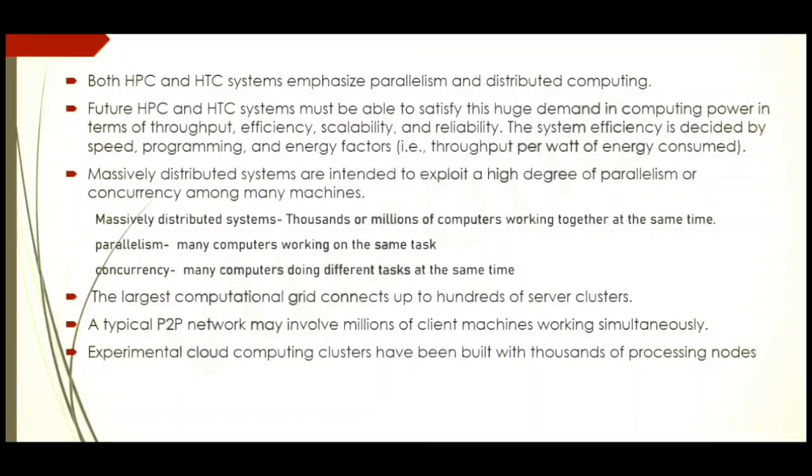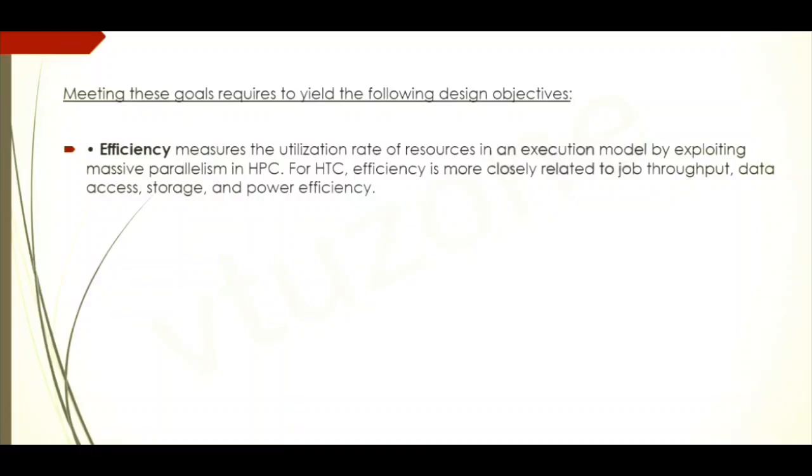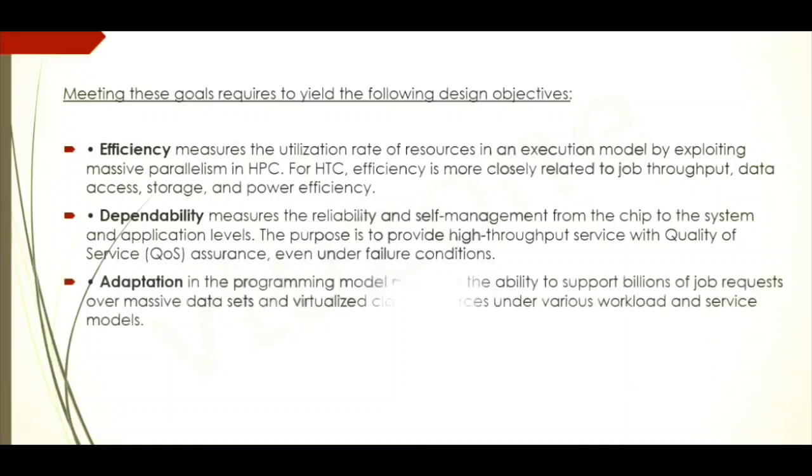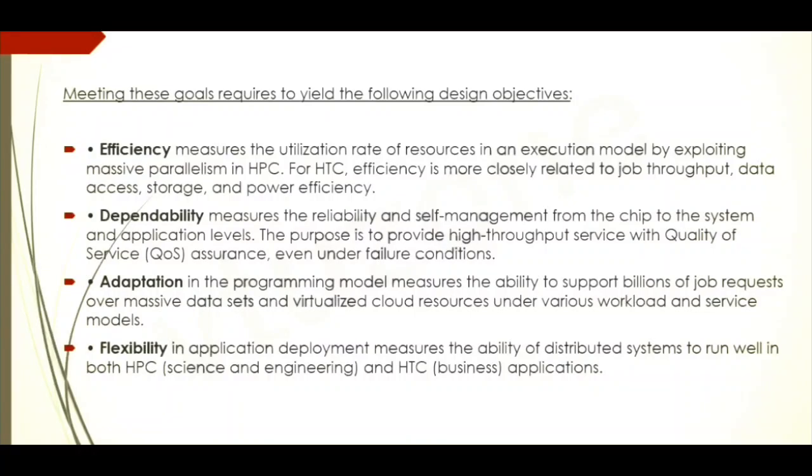Okay. Next is, see, the goals require the following design objectives. First one, efficiency, which means how well computers use their resources like speed, energy, or storage, right? Next one is dependability. That is how reliable the system is, even if something goes wrong. See, adaptation means how well it handles billions of requests and massive data sets. And lastly, flexibility means how well it runs both scientific and business applications.